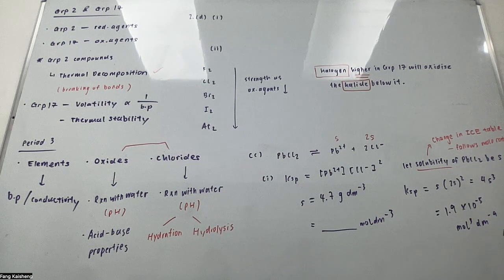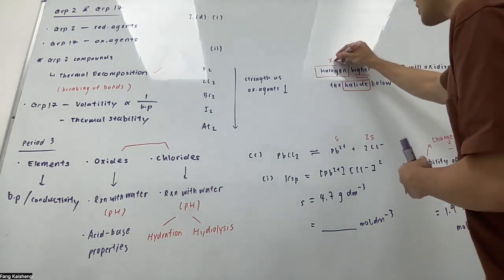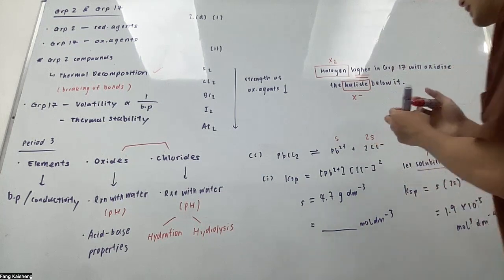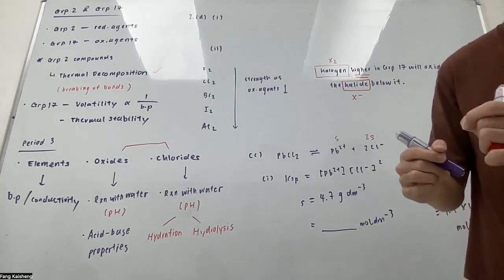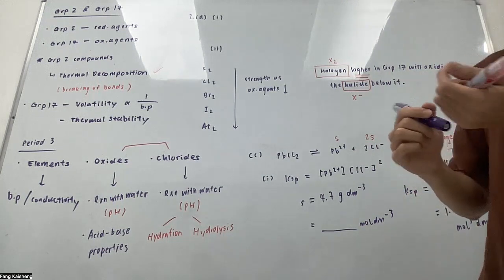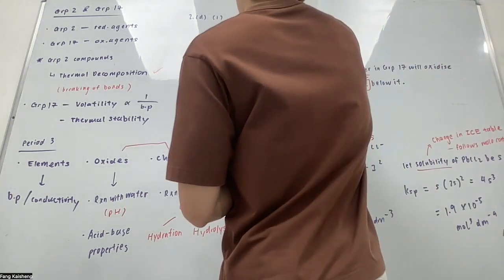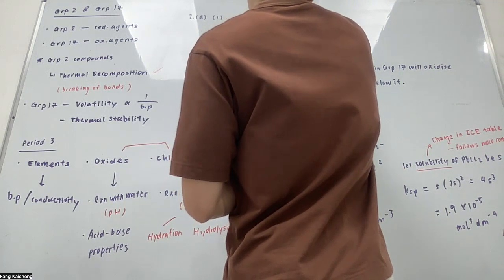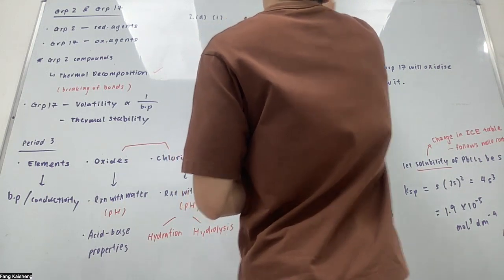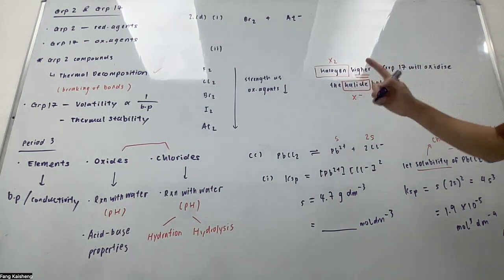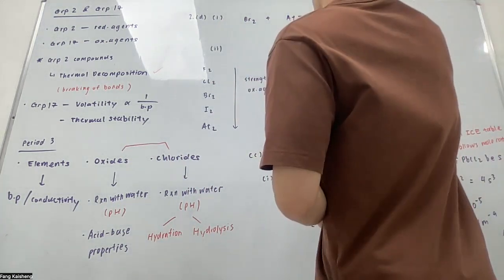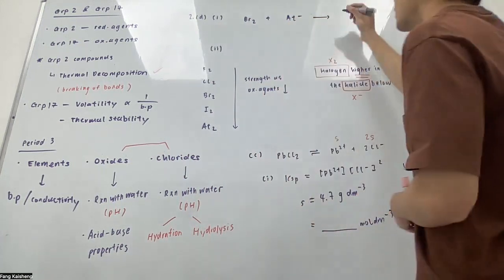Now remember, you should know the difference between halogen and halide. The halogen is X2, the halide is the X- ion. Take a look at the first sentence: bromine and astatide. I'm sure you can infer astatide is your halide. So Br2 and At-. Can this reaction occur? Yes, based on this statement, bromine is above astatine.